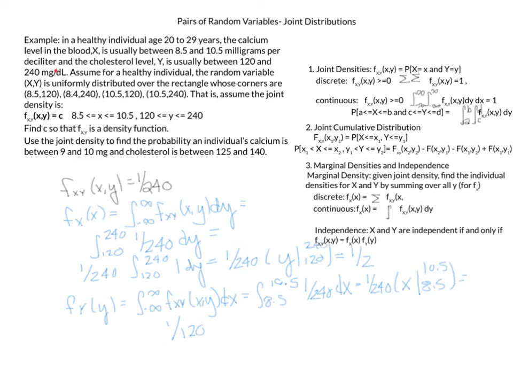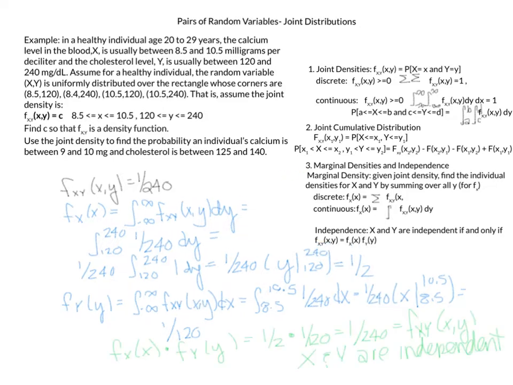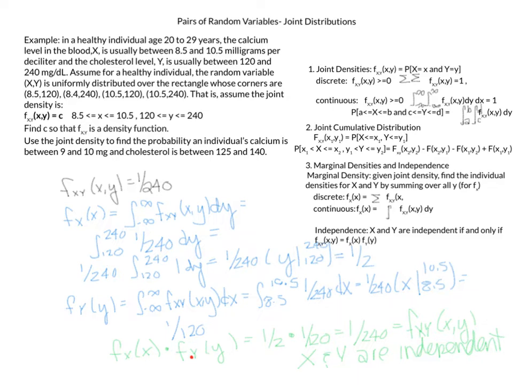Now if we consider our example where we're looking at blood to determine the levels of calcium and levels of cholesterol, we found the marginal density of x, which was 1/2, and we found the marginal density of y, which was 120, and we have the joint density. So are x and y independent? If I multiply the marginal density of x times the marginal density of y, that's 1/2 times 1/120, I get 1 over 240, which is equal to the joint density.